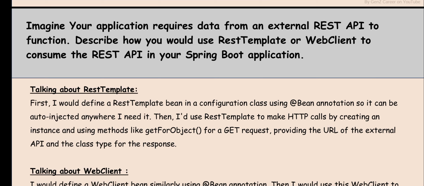First, I would define a RestTemplate bean in a configuration class using the @Bean annotation so it can be auto-injected anywhere I need it. Then I would use RestTemplate to make HTTP calls by creating an instance and using methods like the getForObject method for a GET request, providing the URL for the external API and the class type for the response.